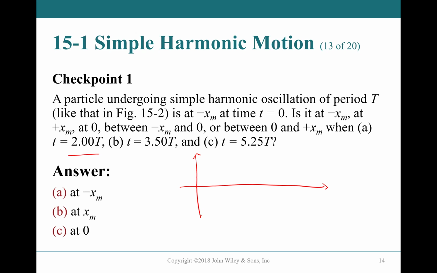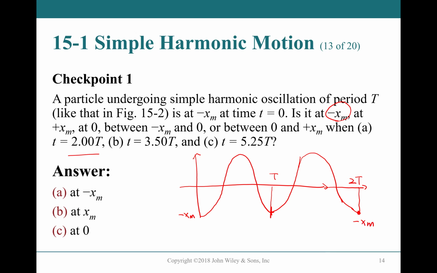So if we are going to draw the picture, initially it's at a negative xm. So we have this negative xm here. We should draw a cosine function that looks like this, and keep on going. And this is 1T. And at 2T, it should be here, right? So this is 2T. So it should be at negative xm for 2T.